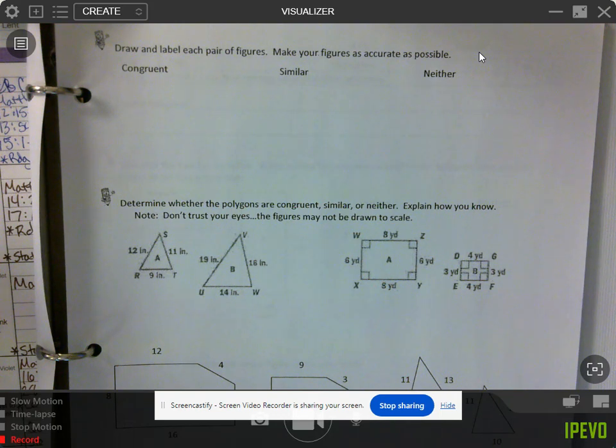The middle section says determine whether the polygons are congruent, similar, or neither. Explain how you know. Don't trust your eyes. The figures may not be drawn to scale. You have to use the numbers given to prove it. So when it says explain how you know, you have to show that work to prove it. They are all proportional because they all divide down to this number. Or they are not proportional because this one divided down to this number, this side divided down to this number. Okay, so you have to show how you know.